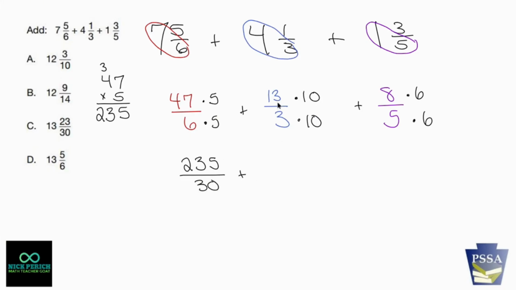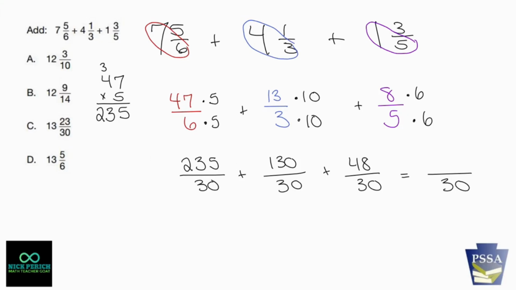All right. 13 times 10, I can handle that. That's 130. 3 times 10, regular 30. And we're going to add 8 times 6, which is 48. 5 times 6, which is 30. Now, all of these have the same denominator. So when you add or subtract fractions of the same denominator, you just add or subtract the numerators, all three of these together, and keep this as over 30. So this is going to be something over 30.